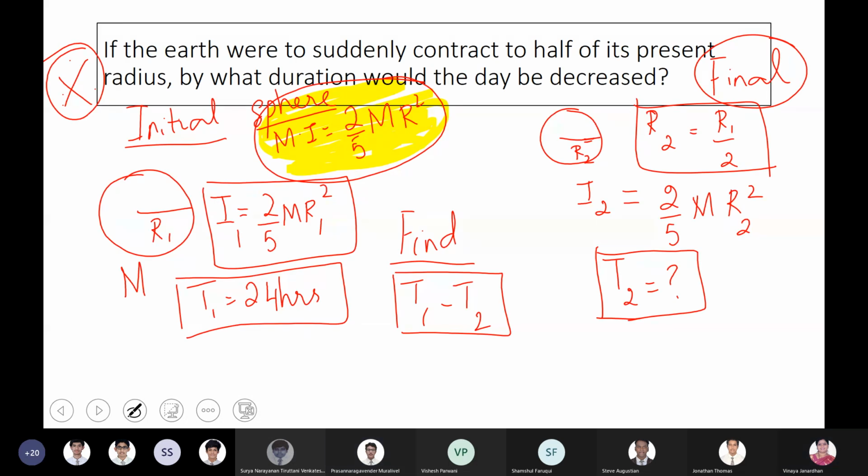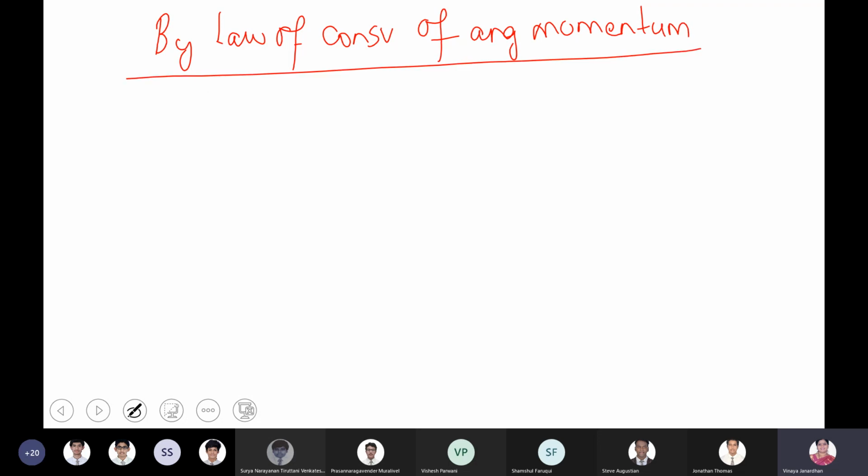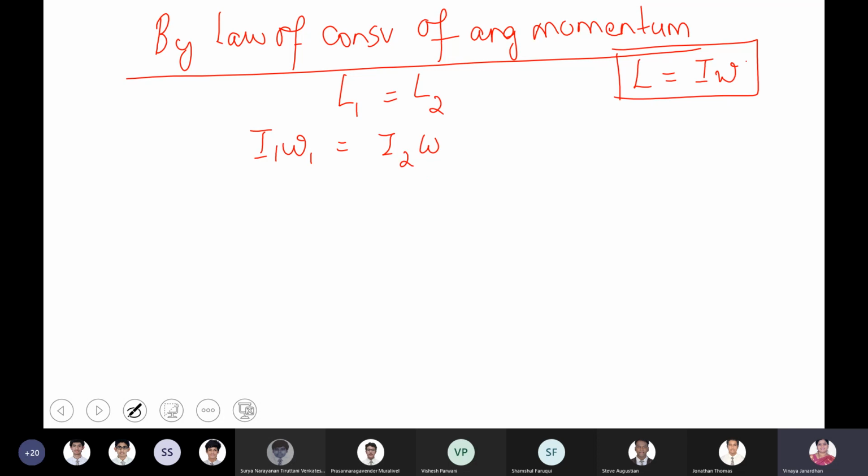Yes, ma'am. By the law of conservation of angular momentum, I'm just writing it in short form. Your momentum is conserved, which means the initial angular momentum must be equal to the final angular momentum. So, angular momentum: the first formula is very important. L is equal to I omega. So I can write I1 omega 1 must be equal to I2 omega 2.